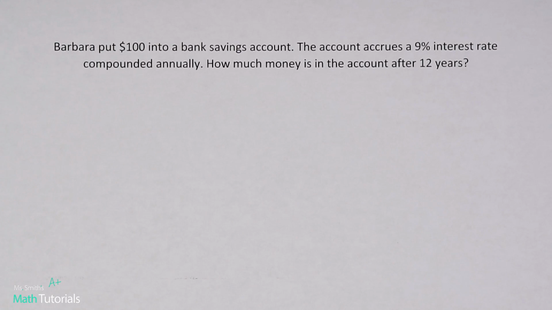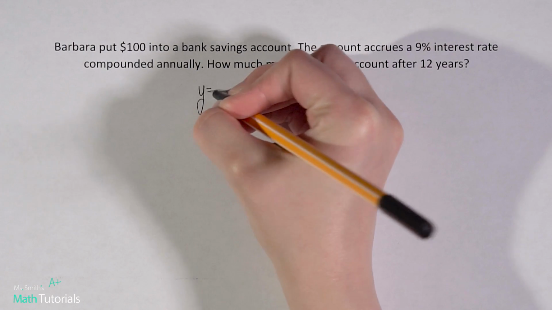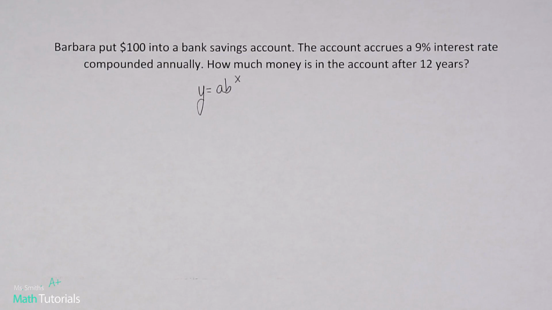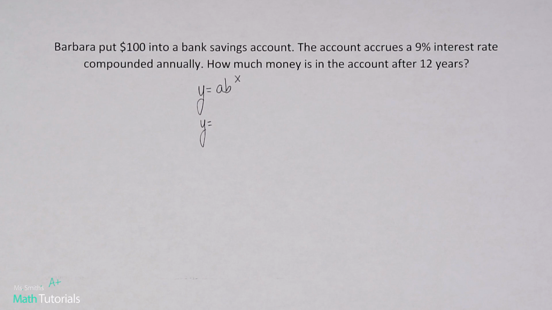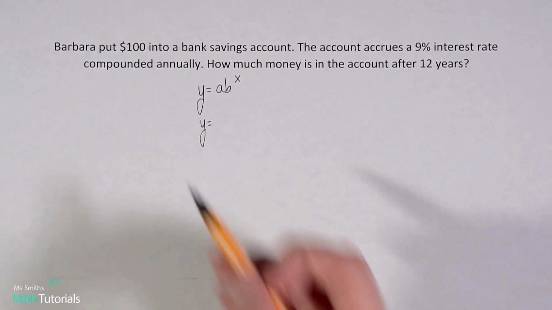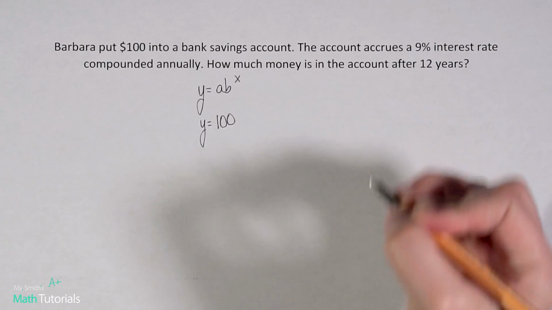All right, we've got our last word problem here. Last one. All right, so Barbara puts $100 into a bank savings account. The account accrues a 9% interest rate compounded annually. How much money is in the account after 12 years? Okay, so anytime we're talking about money and interest rates and things like that, you're definitely going to be using your exponential growth / decay formula. Okay, so we just need to fill in each part of this. A will always be my starting point. So how much money did she put in the bank account from the get-go? She put in $100. So that's our starting point.